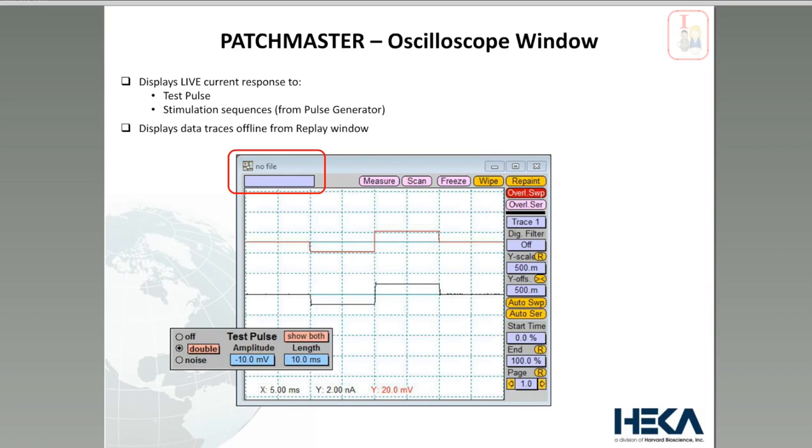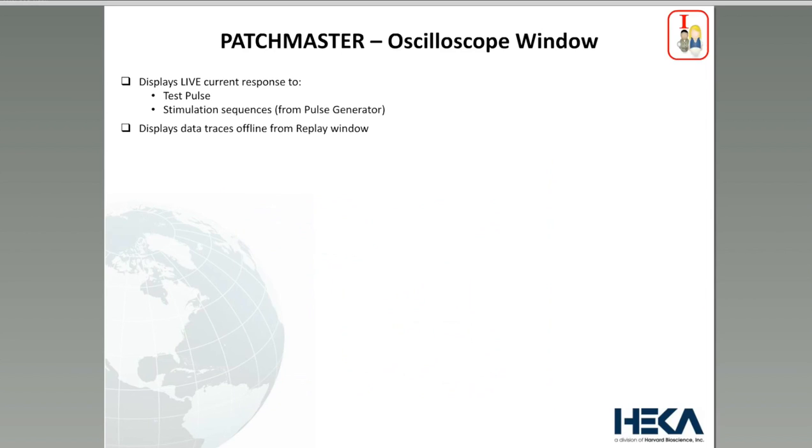Why would that be important? Because it reminds you that these functions are not functional. So when you're in test pulse mode, you have to remember that you cannot change any scaling inside the oscilloscope window.